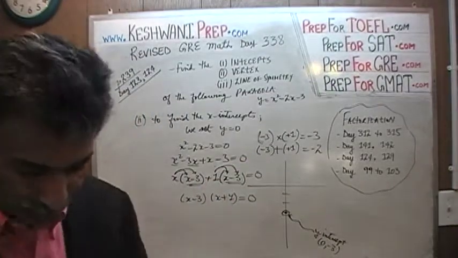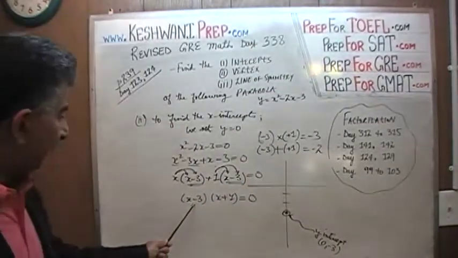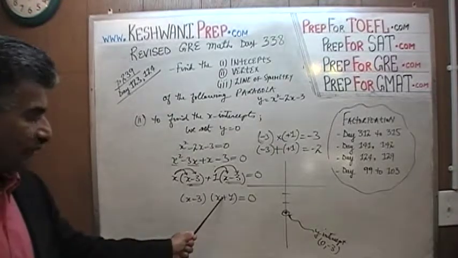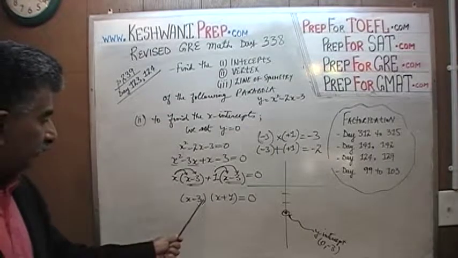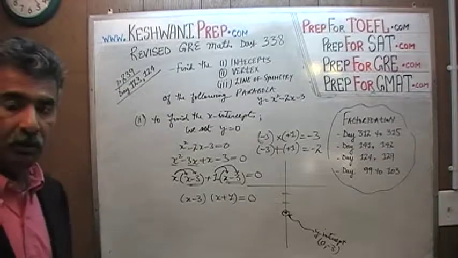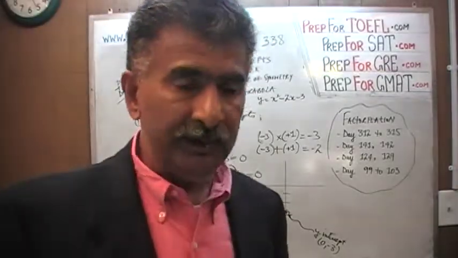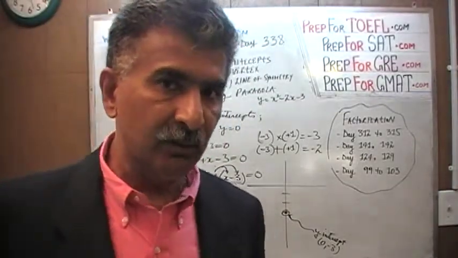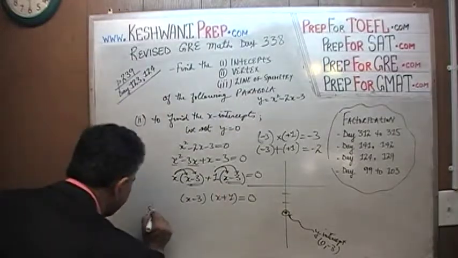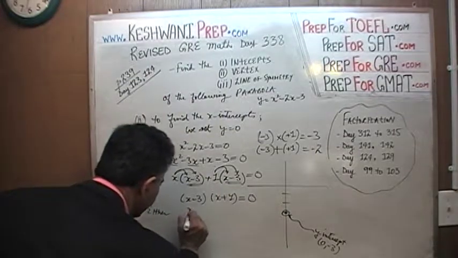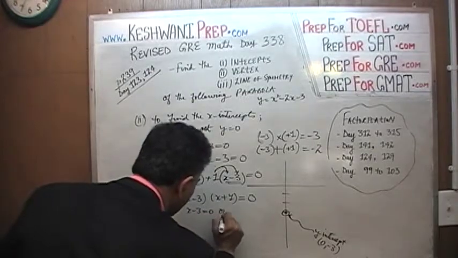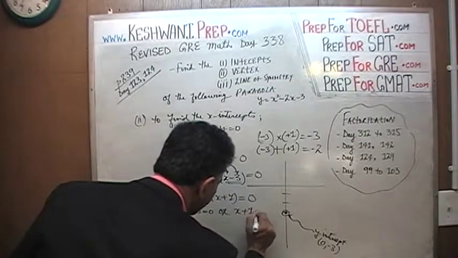So now we have 2 quantities. x minus 3 is one quantity, and x plus 1 is another quantity, and we know that their product is equal to 0. The only way the product of 2 quantities can be 0 is if either x minus 3 is equal to 0 or x plus 1 is equal to 0.